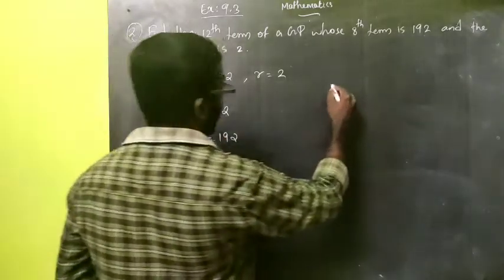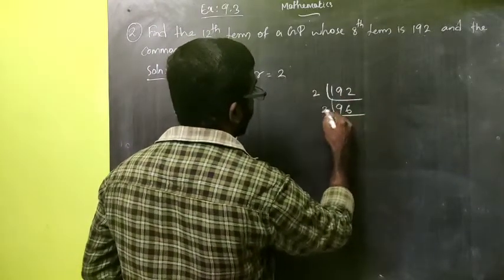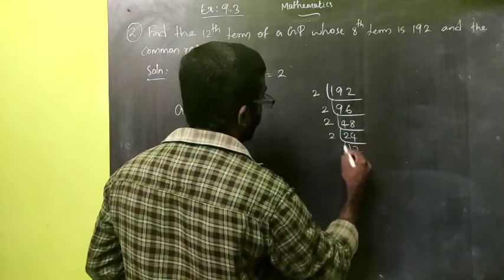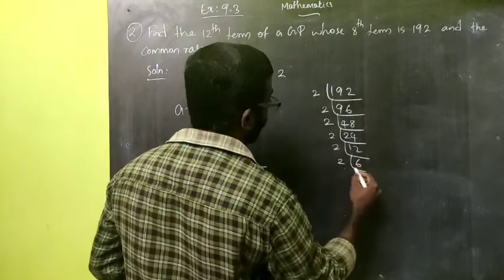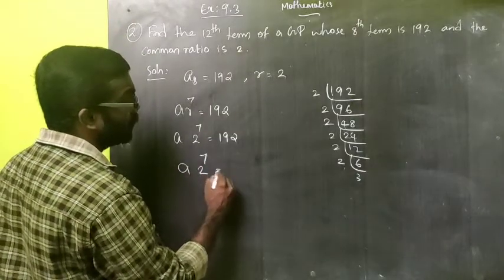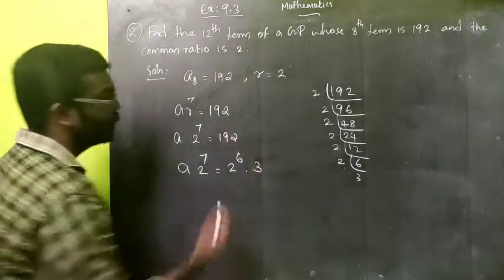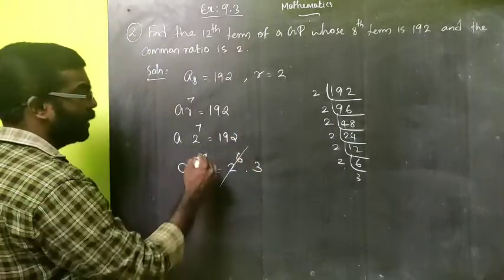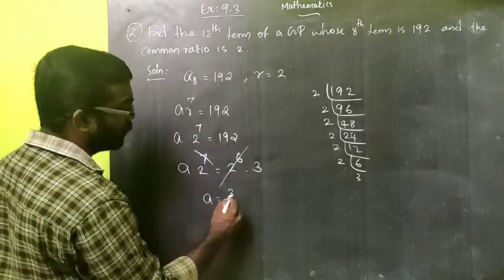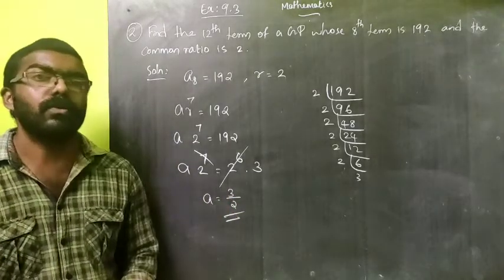This 192 we can factorize: 2, 96, then 2, 48, 2, 24, 2, 12, 2, 6, 2, 3. So this can be written as a into 2 raised to 7 is equal to 2 power 6 into 3. This 2 power 6 and this 2 power 7 get cancelled, we get 2 on the left side. So a is equal to 3 by 2. The first term of the GP will be 3 by 2.